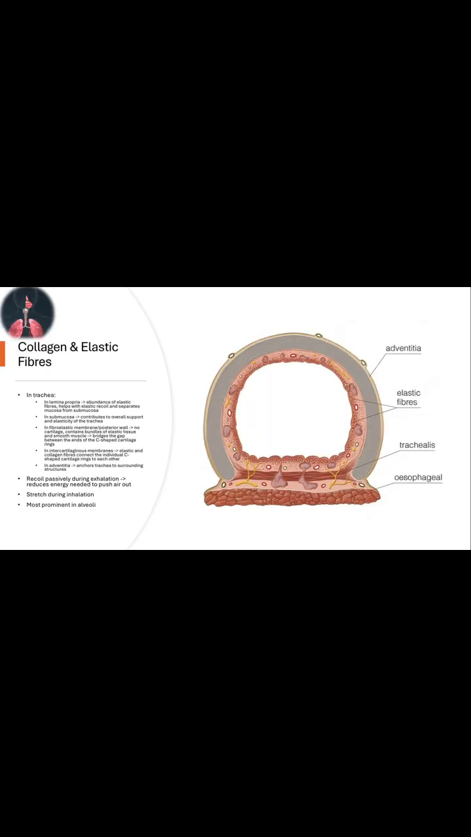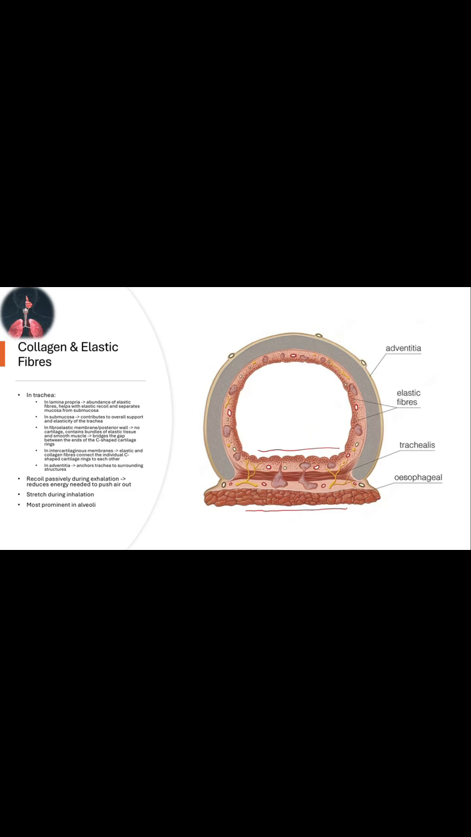On to collagen and elastic fibers. So within the trachea, elastic fibers and collagen are present in many layers. You don't need to know the details of this, but as you can see here, we have it in the lamina propria, the submucosa, the posterior wall, which is this area here, between the cartilage rings on the outside, and in the outermost layer, the adventitia, this one here.